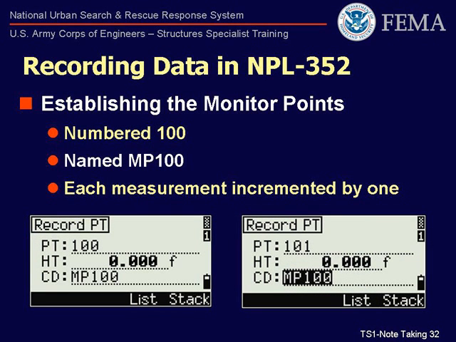Our primary mission is to monitor a hazard. Therefore, the first thing you should do once you have the instrument set up is to take a baseline measurement of the monitor point. Again, monitor points are numbered in the hundreds, and each subsequent measurement point number is incremented by 1, while the name remains the same for each MP.